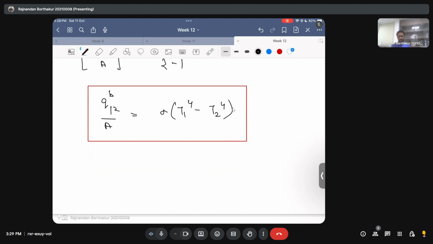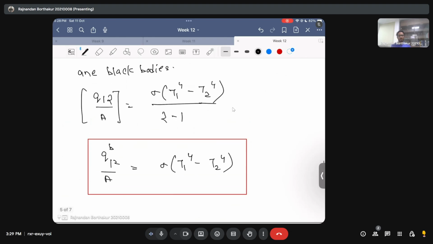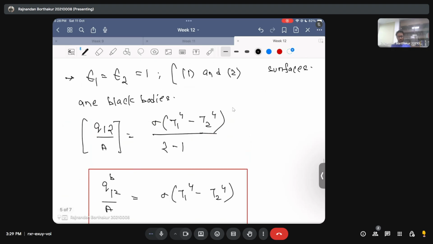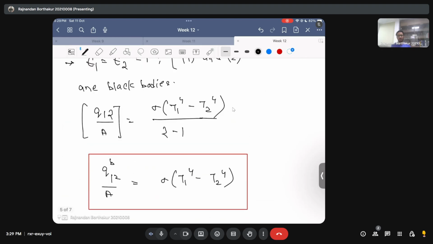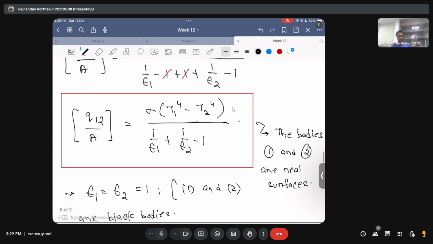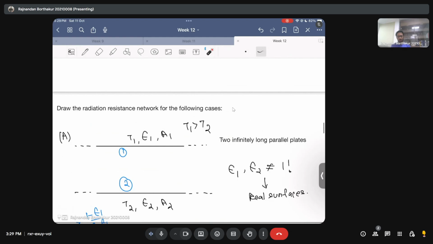Okay, so I'll maybe stop here for a couple of minutes so that you can go through whatever we have done so far. And thereafter, we'll be looking into a little bit of an involved scenario, which is known as the infinitely long plate. This is known as the two-zone enclosure problem.